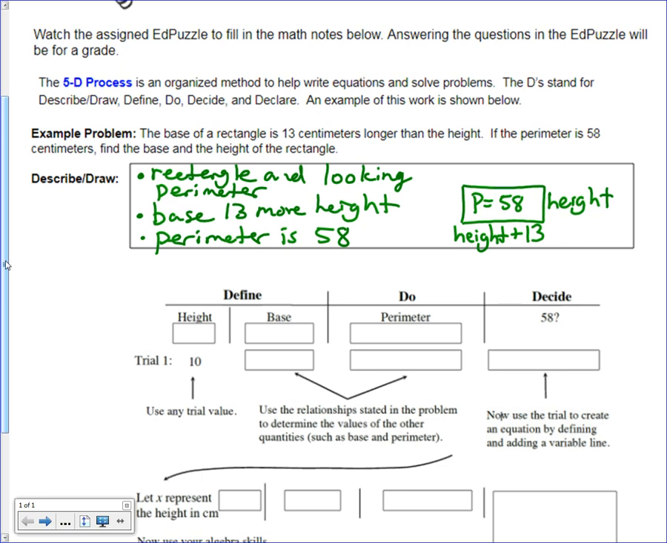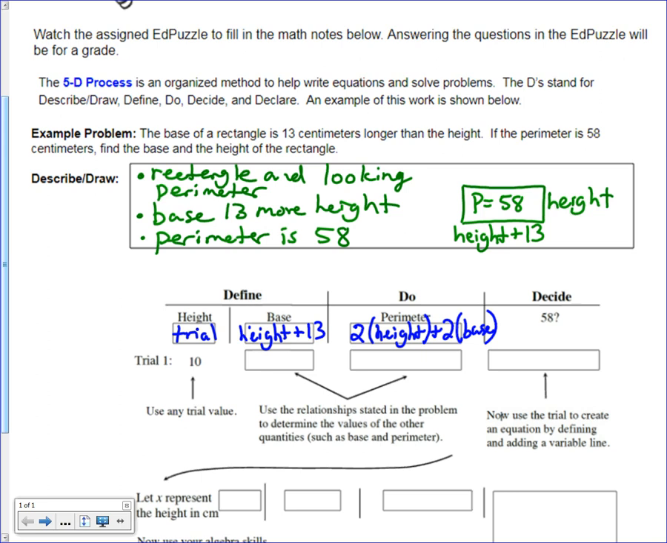So we know that the height is going to be our trial, because that's the one we know the least about. Our base is going to be that height plus 13. And then we're looking for perimeter. So in order to find perimeter, we could say we add up all the sides, or we could do it as 2 times the height plus 2 times the base. And then we're trying to decide if it's 58.